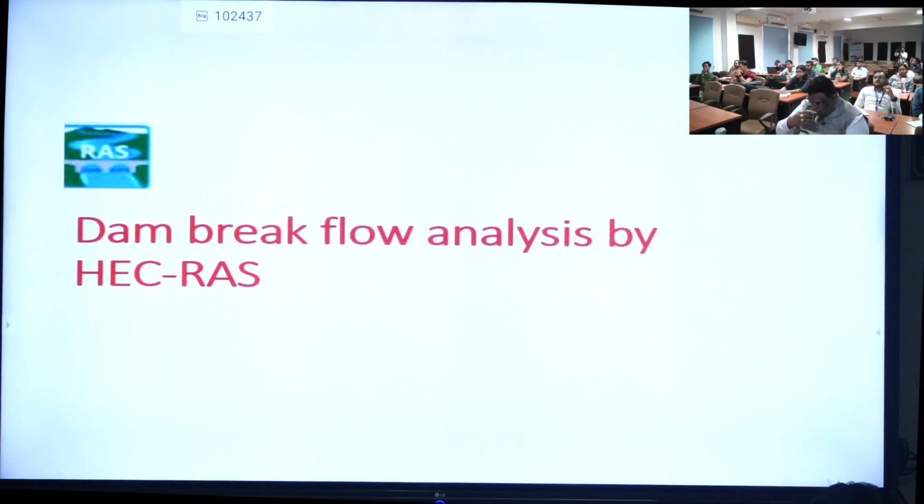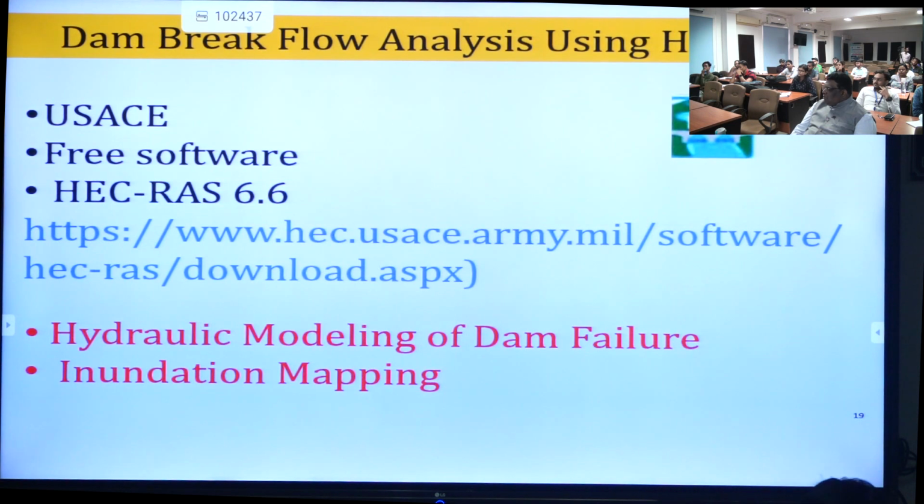Let us go ahead. As I said in the beginning, I am going to use HEC-RAS in my talk, for dam break flow analysis. Anything you want to ask now at this pause? I know anytime after lunch is very difficult to concentrate, but in case there is any question or comment on whatever we have discussed till now, feel free to ask. Alright, let us go next.